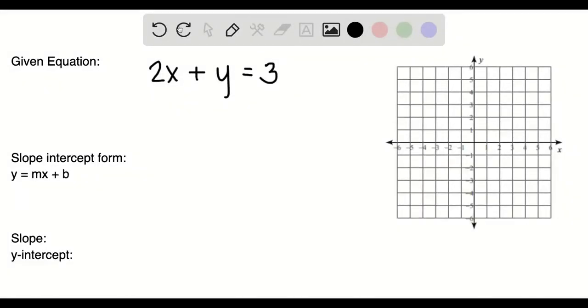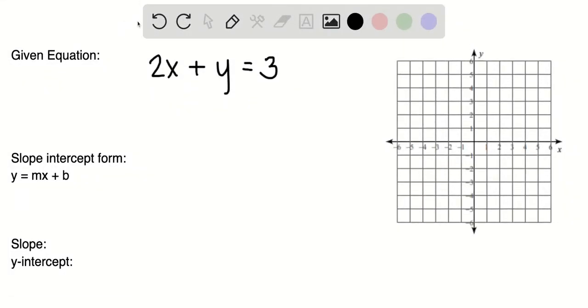In this equation, we are given 2x plus y is equal to 3. The very first thing we need to do is solve for y to put it in slope-intercept form. How I will do that is I will subtract 2x from both sides of the equation sign. Once I do that, on the left side, I will have y is equal to 3 minus 2x.